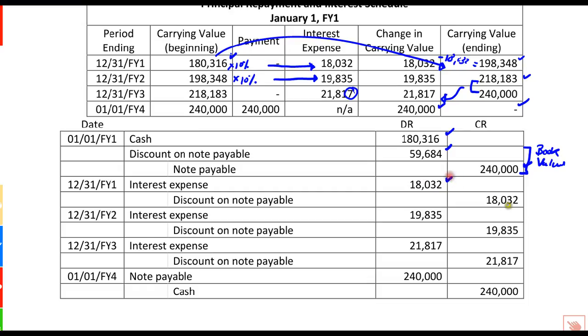Interest expense, but we don't have any cash, so what are we doing? We're crediting the discount account, which will have the effect of raising the carrying value or the book value every period. Carrying value and book value can be used interchangeably. Interest expense, discount, and then the payoff on the last day.